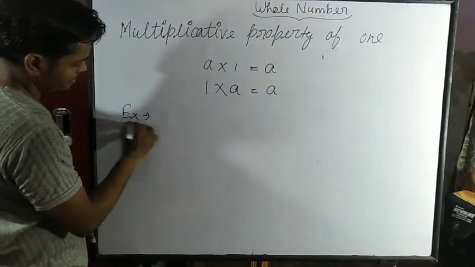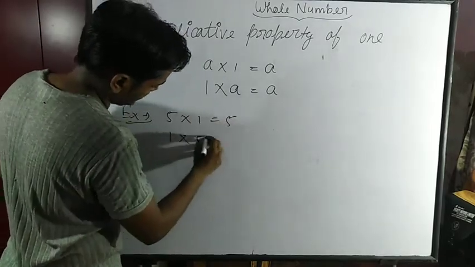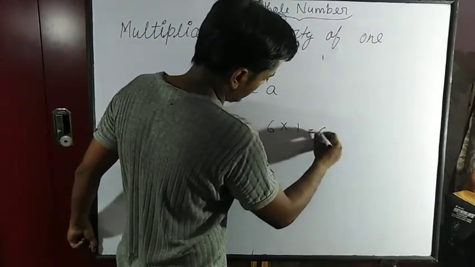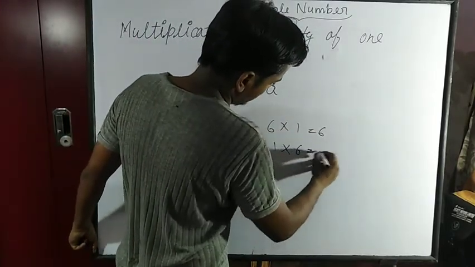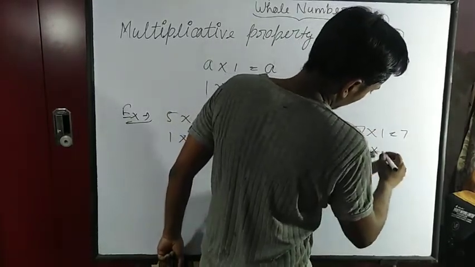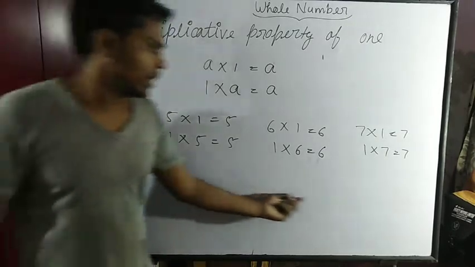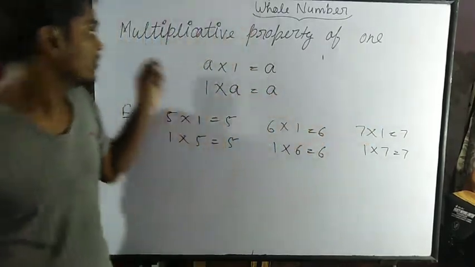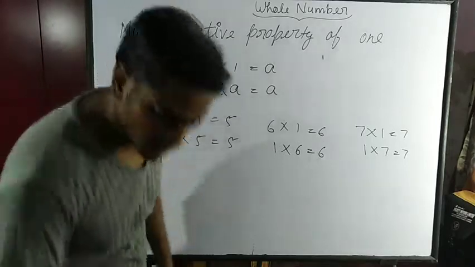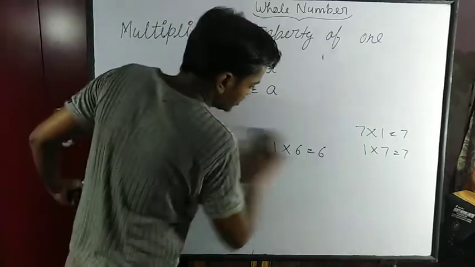Example, 5 into 1 is 5. 1 into 5 is also 5. 6 into 1 is 6. 1 into 6 is equal to 6. 7 into 1 is equal to 7. 1 into 7 is equal to 7. See, these are all the properties of multiplication of 1. Okay, now we will see another property of multiplication.